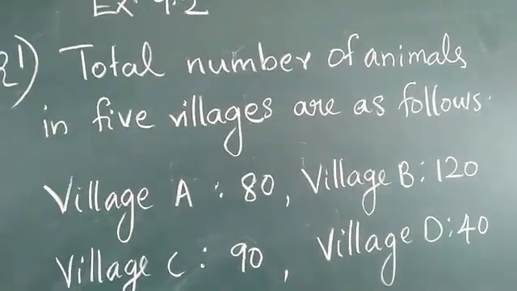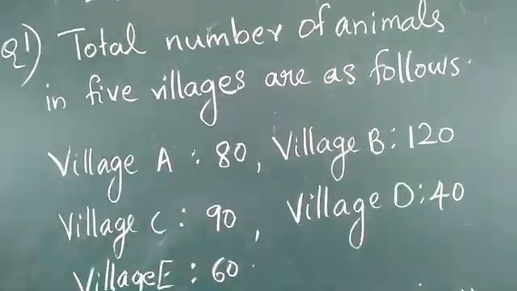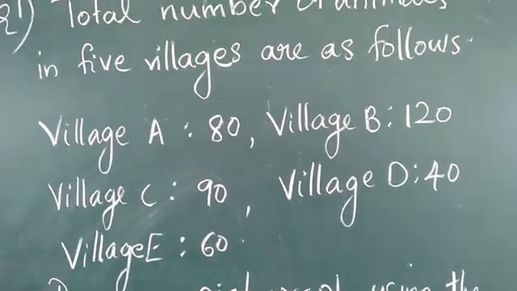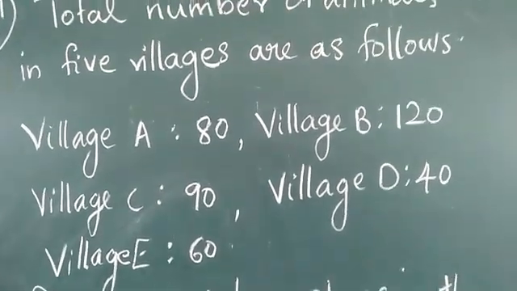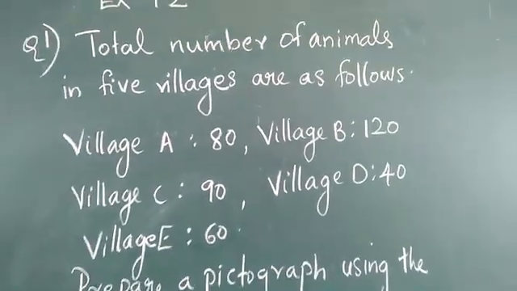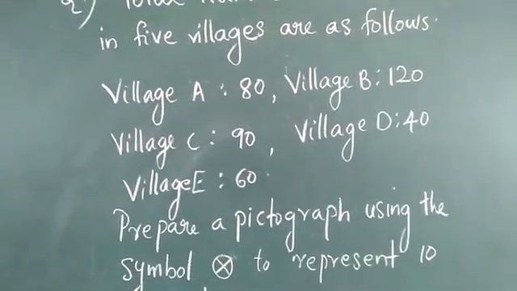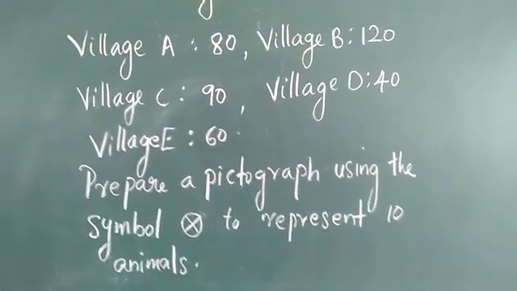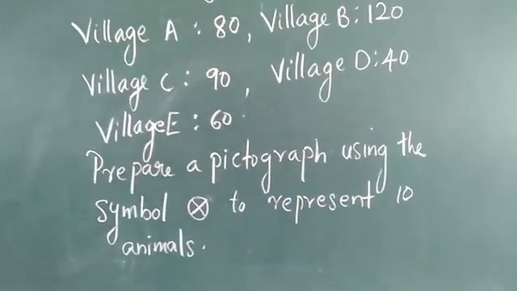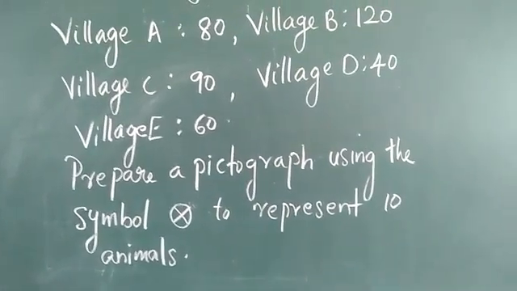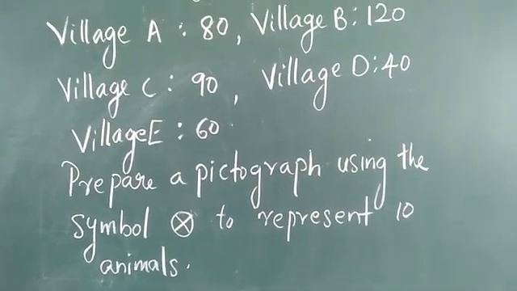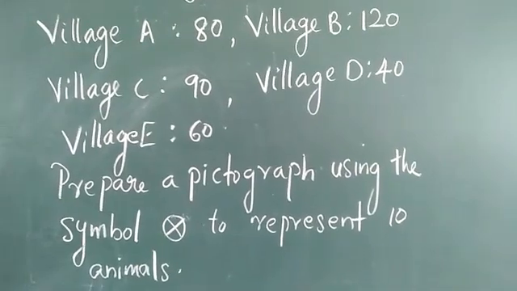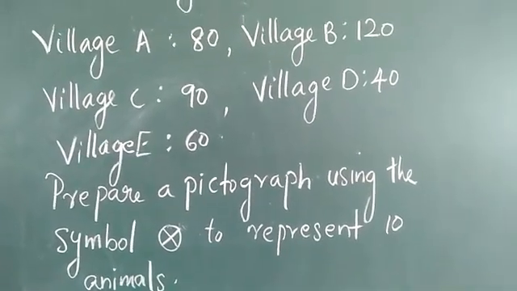Total number of animals in 5 villages are as follows. Village A 80, village B 120, village C 90, village D 40, village E 60. The question is, prepare a pictograph using the symbol. A symbol is given there to represent 10 animals. That means one symbol represents 10 animals. We have to decide how many symbols should be added in the pictograph in each row against each village.